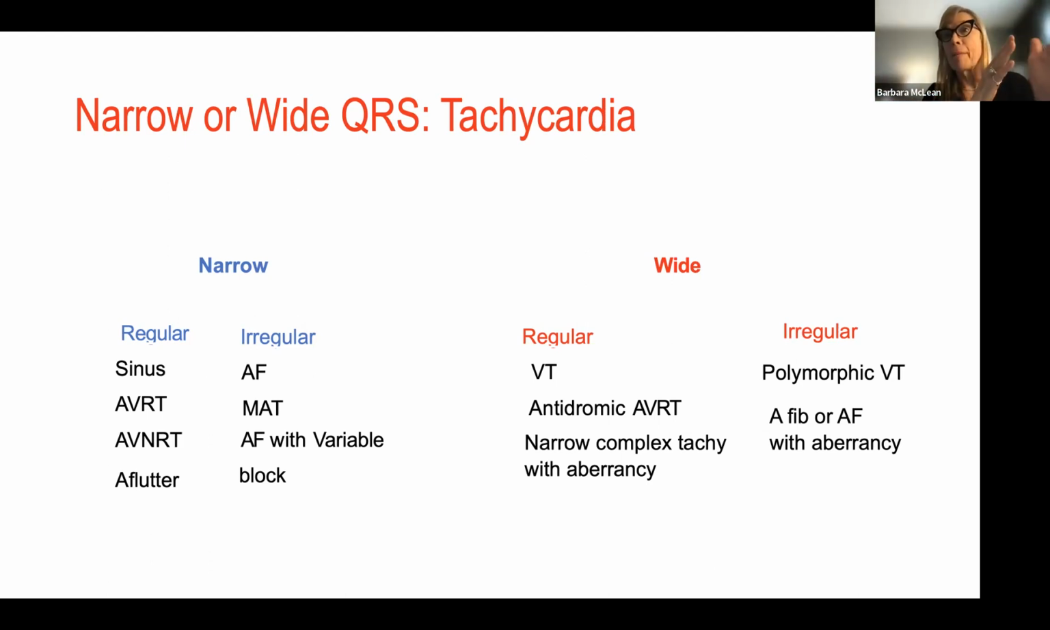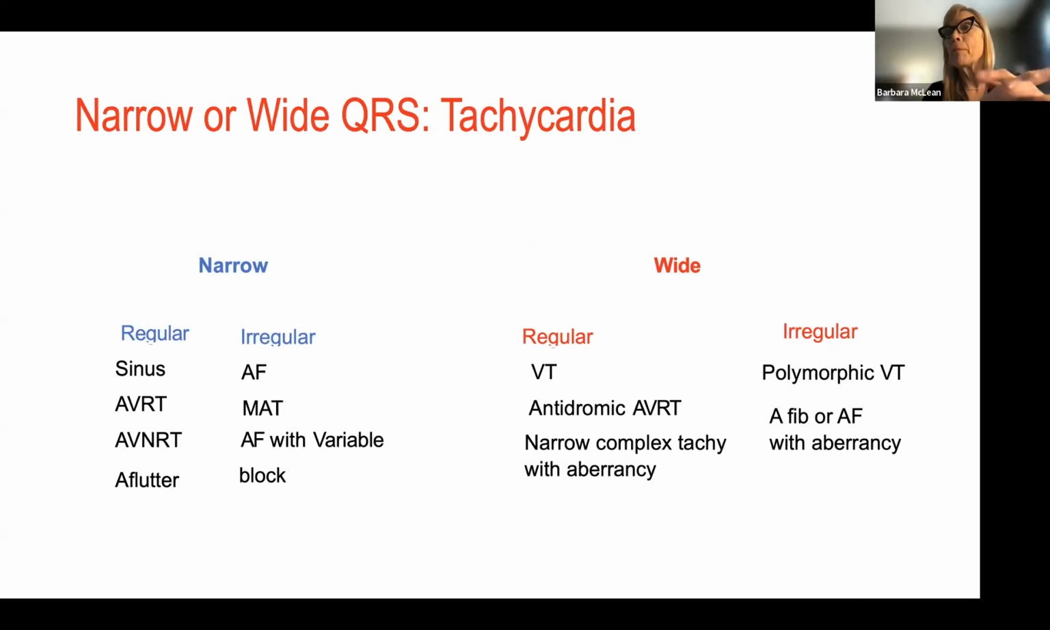That's called antidromic AVRT. Narrow complex tachycardia may also have aberrancy. So we want to be sure that when we're looking at strips or 12-lead EKGs, we have some basic capability to differentiate bundle branch blocks. When we say narrow complex tachycardia but now it's got aberrancy, it's no longer a narrow complex tachycardia. It's a wide tachycardia, but it is absolutely regular.